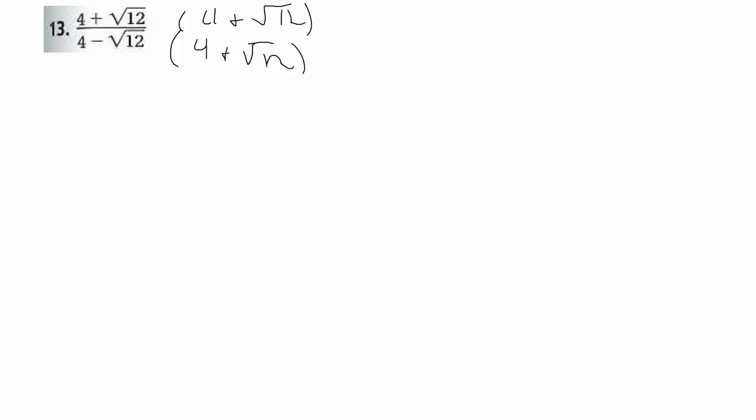And the bottom, it's really easy. You could do that little shortcut. You could follow the whole thing if you want. But the bottom's going to come out to 16, which is the 4 squared, and then minus 12, which is what square root of 12 times square root of 12 is.